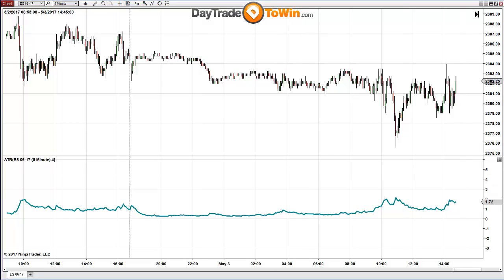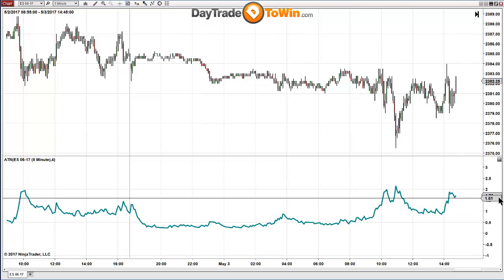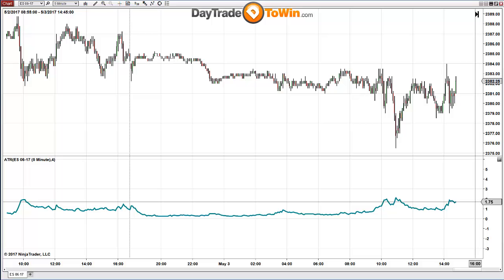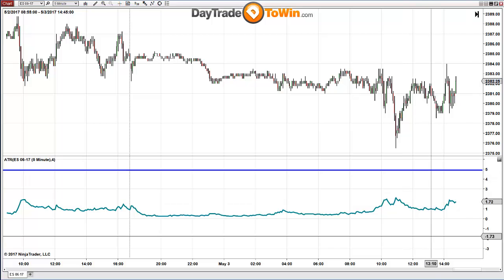So if you ever come into a realization that the market is too volatile, you need to know that it may not be worth trading because of the risk. The risk is very strong or very high at that moment. So I'm going to put a line here just at 5 points, which is about 20 ticks on the E-mini.